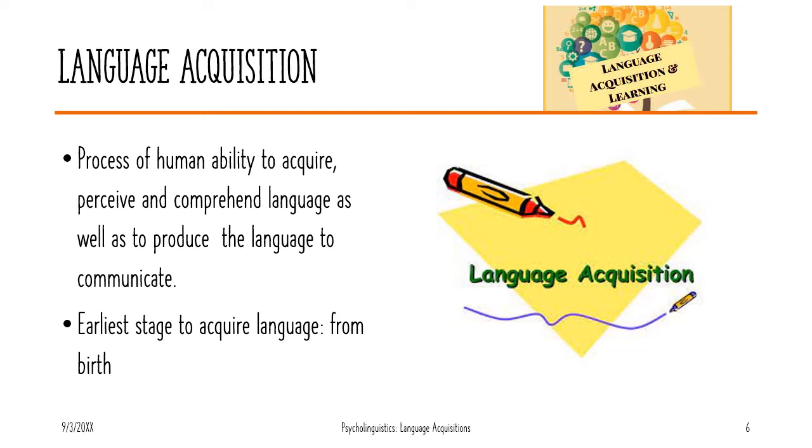Language acquisition is the process by which humans acquire a language, to perceive and comprehend language, as well as to produce the language to communicate with each other. What is the earliest stage of children acquiring language? It is from birth. The newborn baby cannot speak, right? But how could they produce sound and speak?